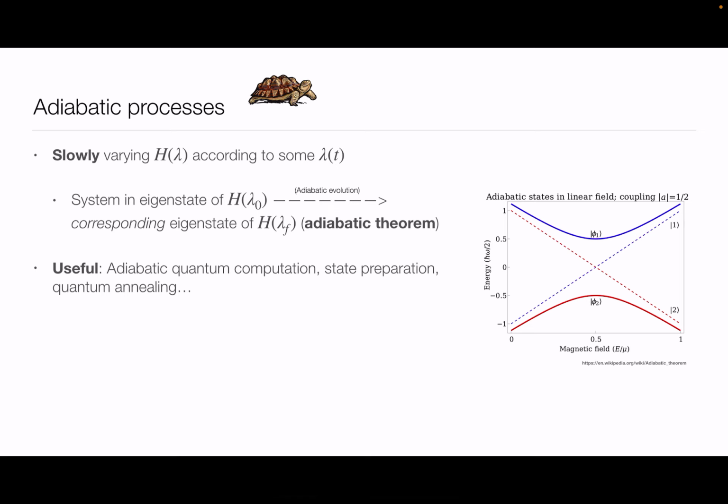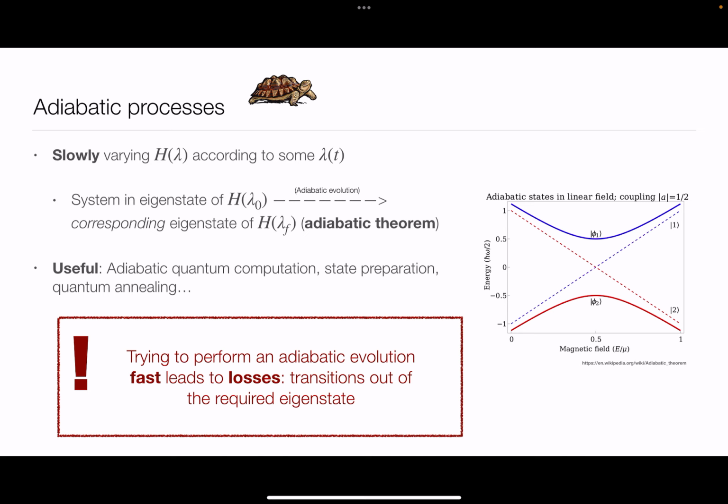Now, adiabatic processes are very interesting and very useful. I feel like I have to mention this because it's something we're very interested in, in theory and experiment. They're useful for adiabatic quantum computations, optimization problems, state preparation, any sort of quantum annealing, phase transitions. All of these things are captured by adiabatic processes. So we want to do them well, right?